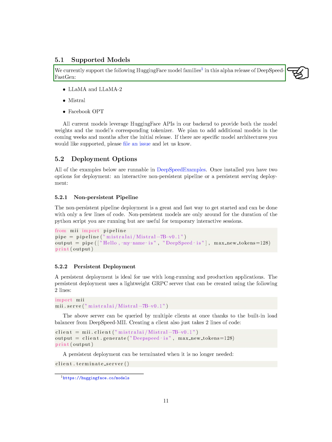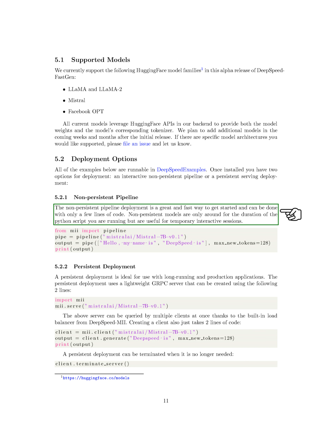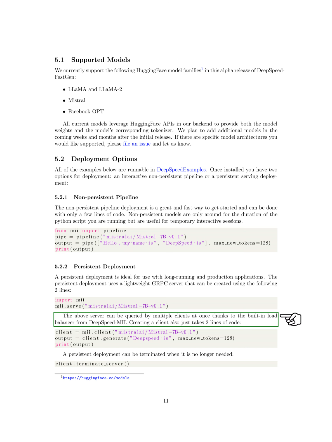There are several ways to deploy these models. For a quick start, you can use the non-persistent pipeline deployment, which is easy to set up with just a few lines of code. This type of deployment is temporary and lasts only for the duration of the Python script you're running, making it suitable for short-term interactive sessions. For long-term and production applications, we recommend a persistent deployment. This involves setting up a lightweight gRPC server, which can be done with just 2 lines of code. This server can handle multiple client queries simultaneously, thanks to the built-in load balancer from DeepSpeed-MII.